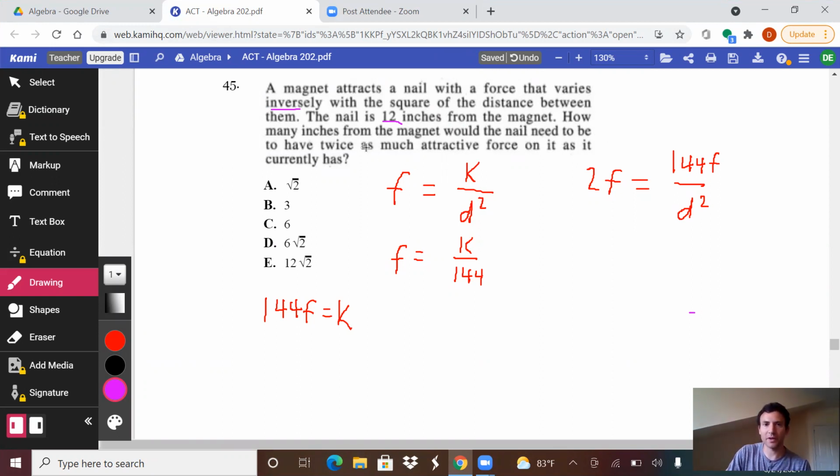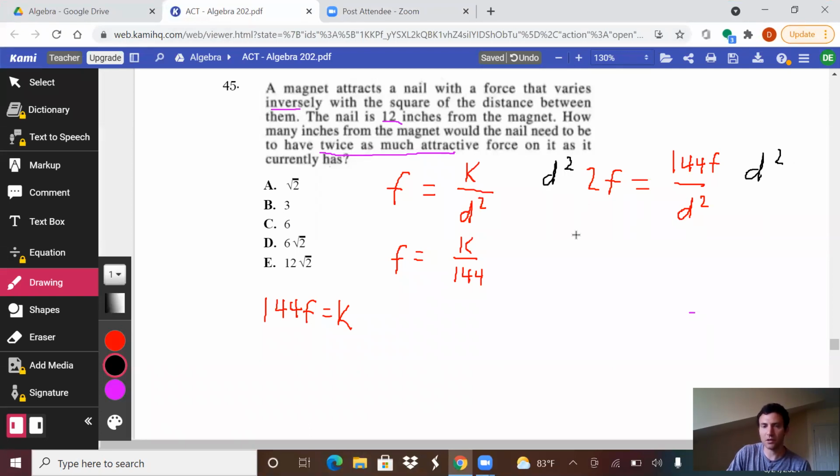So then the next part we want to know is how many inches from the magnet would the nail need to be to have twice as much attractive force. So now F becomes 2F. So 2F equals, and we know K is 144F over D squared. So I don't know if you know this trick, but you can easily just switch these two, or if we want to take the steps, we can multiply both sides by D squared.